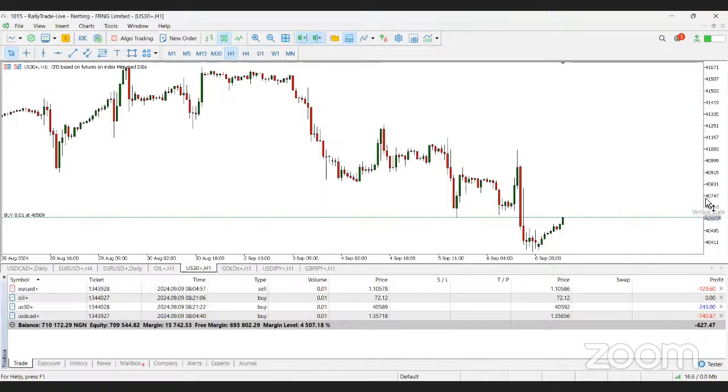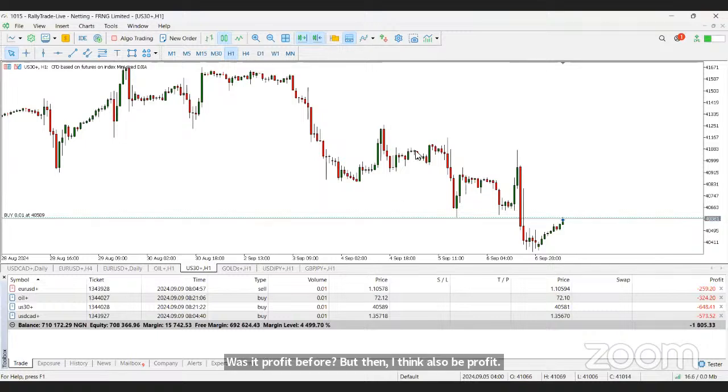Two of our trades, oil is almost entering profit for me. US30 is already pushing into profit for me, and of course, USD CAD was in profit before, but I think all the trades will also be in profit today. So unfortunately, I could not trade USDJPY. I don't know why, but it's also a good one. So let me check the comment section again to see what people want me to look at today.